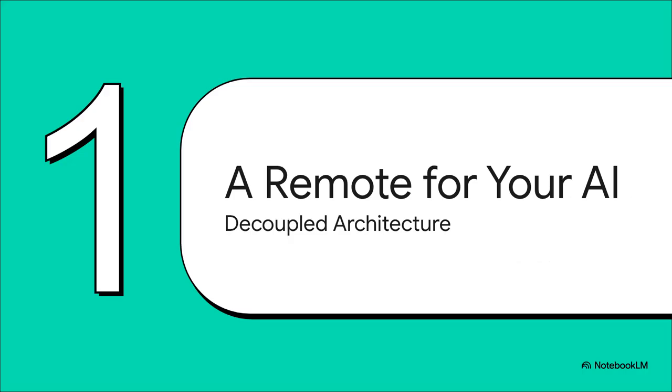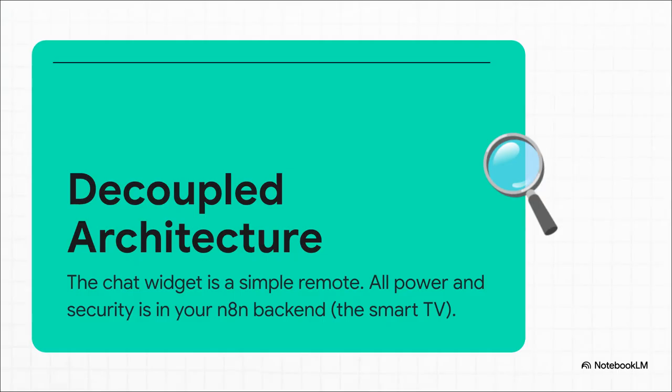So how does this thing actually tick? Let's dive into its architecture. And honestly, the best way to wrap your head around it is to think of the chat widget as just a remote control for your AI. This is what we call a decoupled architecture. The chat widget itself is just a thin client. It's basically a dumb TV remote. It's got buttons, it looks nice, but there's no real intelligence there. All the heavy lifting, the power, the security, the brains of the operation, that's all happening inside your N8N backend. That's the smart TV. The widget just sends signals.